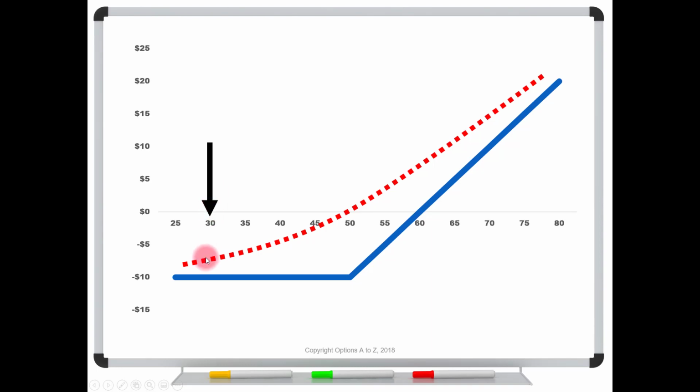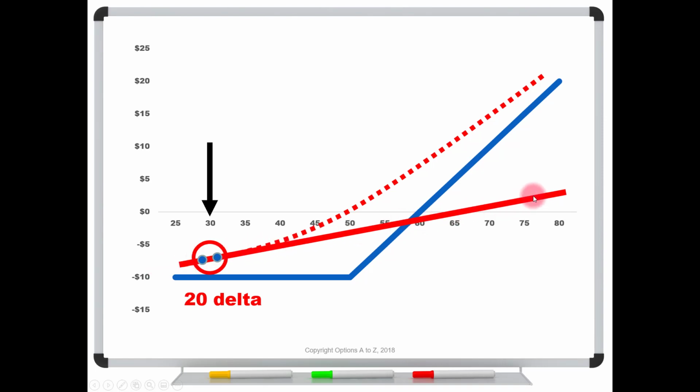And a way to conceptualize that is, let's put a couple of dots real close to the current stock price. Let's connect them with a ruler, but only in this range. And we'll see that if we were to measure this line, it might come up to be 20 shares. So we would say that the option has 20 deltas. It's only behaving like 20 shares, but just in this very small range.